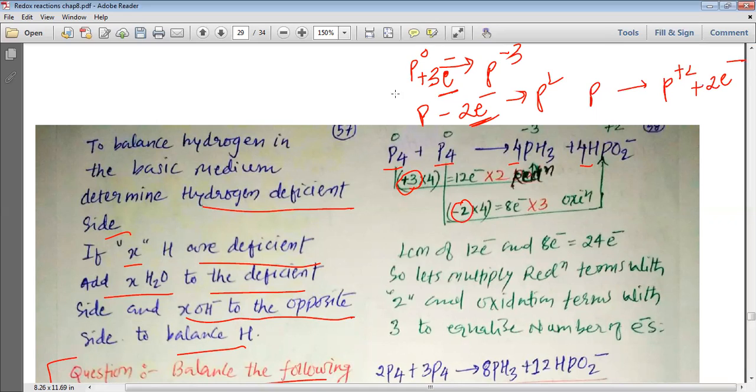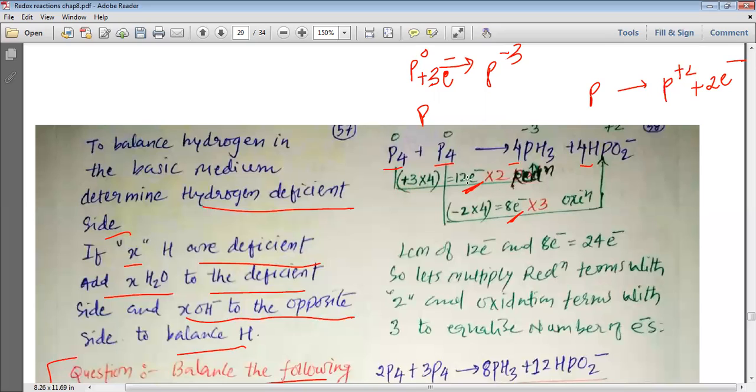But we have 4P, so we need to multiply all this with 4. So here we will have 8. Here we will have 12. So we need to multiply it with 4. Here also we need to multiply it with 4 because we have 4P. So we multiplied with this, and that is why we got 12 electrons this side and 8 electrons this side. Now, my dear students, by multiplying them, we come to know about the total number of electrons that has been exchanged.